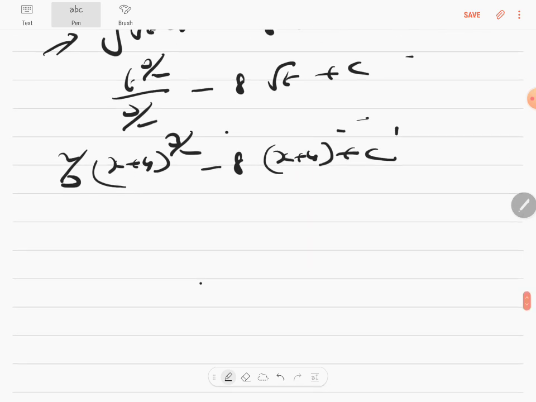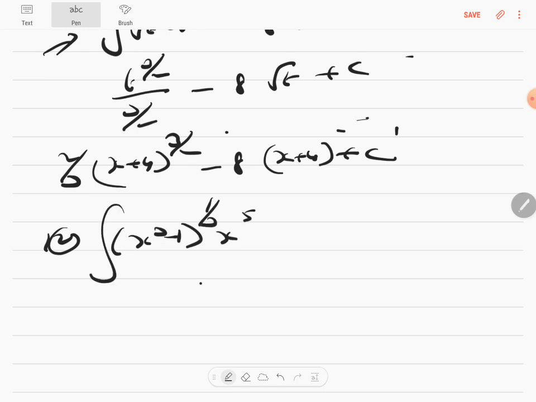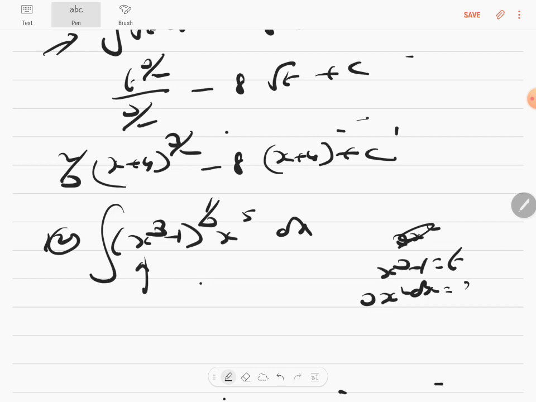The next sum is the 12th question. x to the power 3 minus 1, the whole to the power 1 by 3, into x to the power 5 into dx. The moment I see this, I have x to the power 3 here. If I keep it as t, I'll get 3x square into dx as dt. So I'm going to try to keep what is in the bracket as t. 3x square into dx becomes dt.